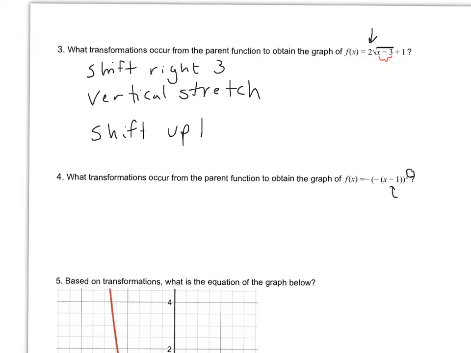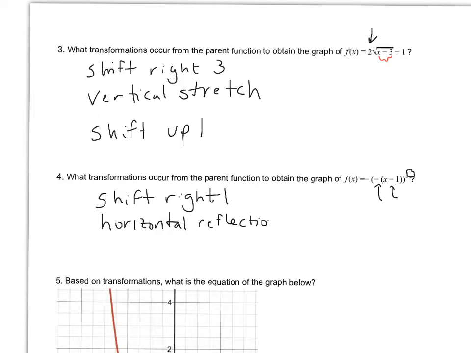So I see first, inside, x minus 1, so that's going to give us a shift right 1. Again, opposite sign. Then I see two negative signs. So the negative inside, remember, that is a horizontal reflection. The negative just flips it, and a horizontal reflection means it's going to flip over the y-axis. So we would flip that whole thing over the y-axis.